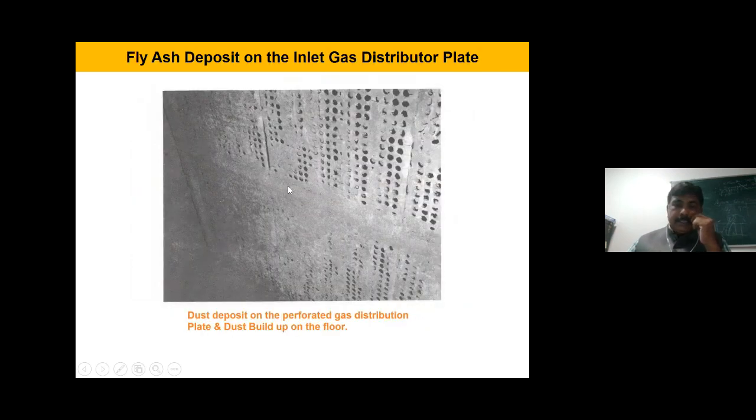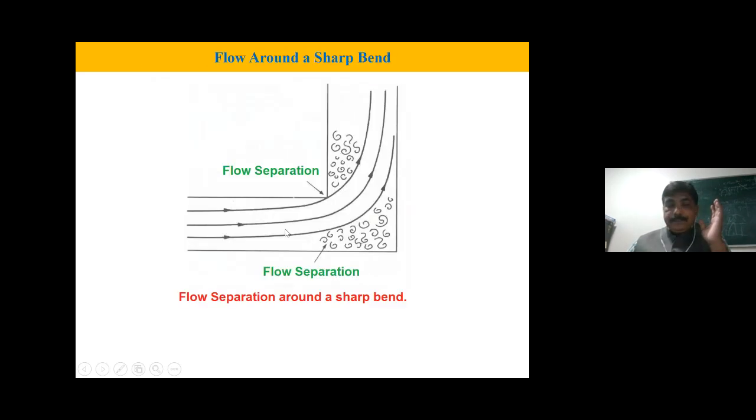You can see this is the inside of an ESP distributor plate. From here onwards the ESP starts. From the duct the gas is coming and hitting this. So this gets choked up sometimes, and it requires cleaning. This cleaning takes place once in a year.